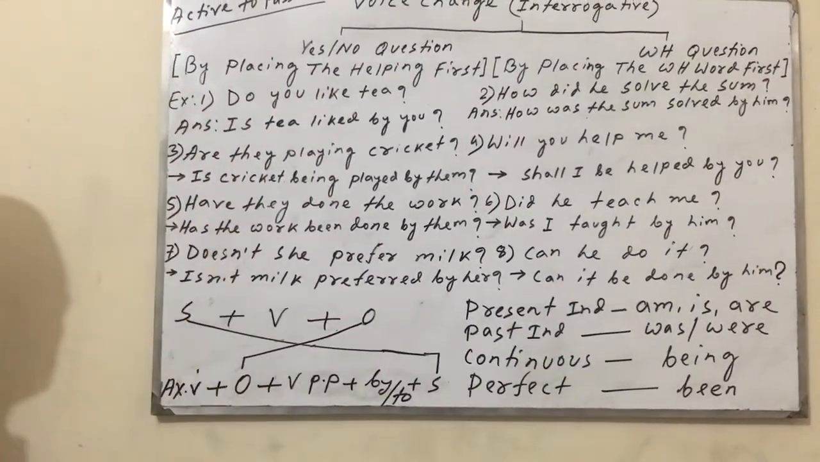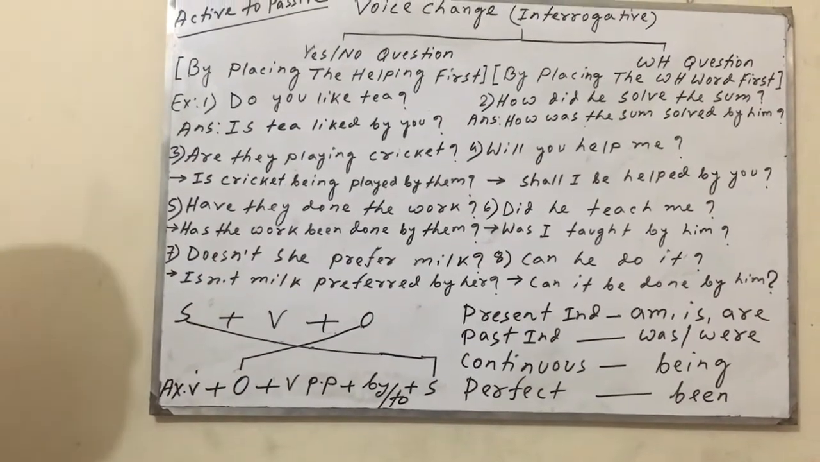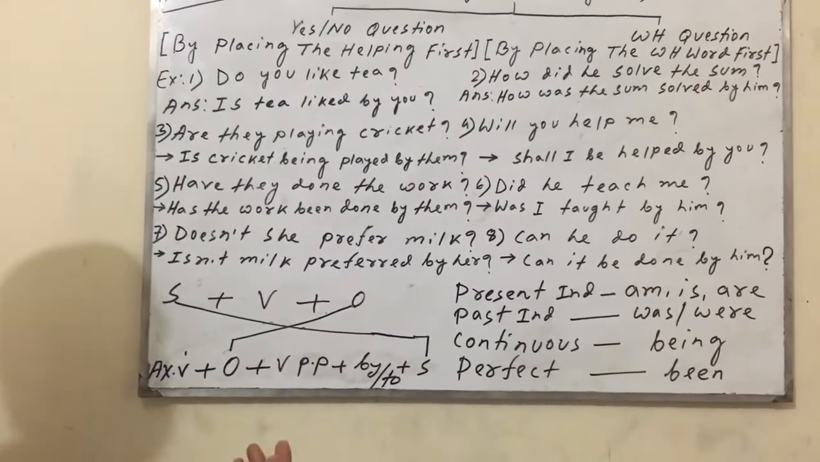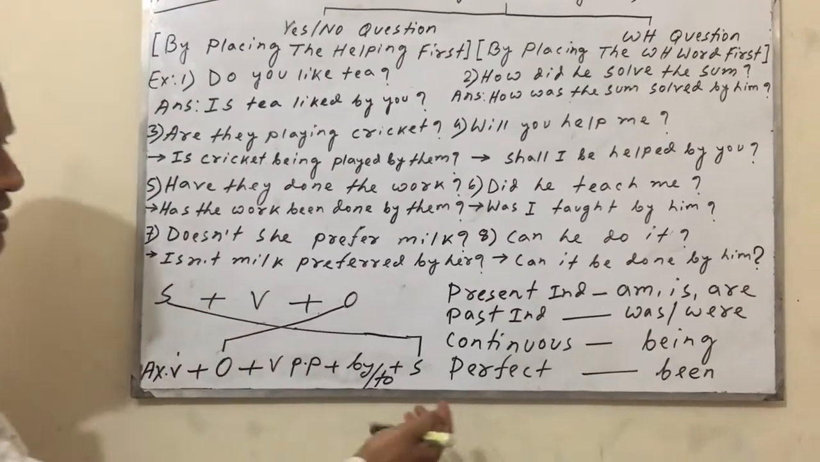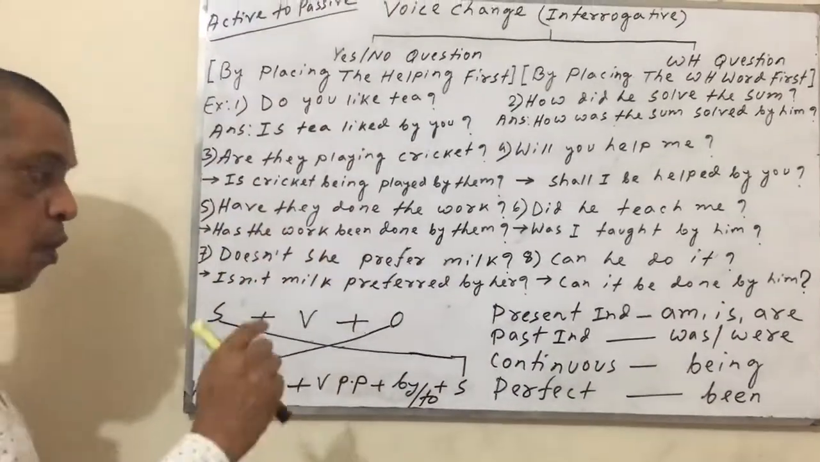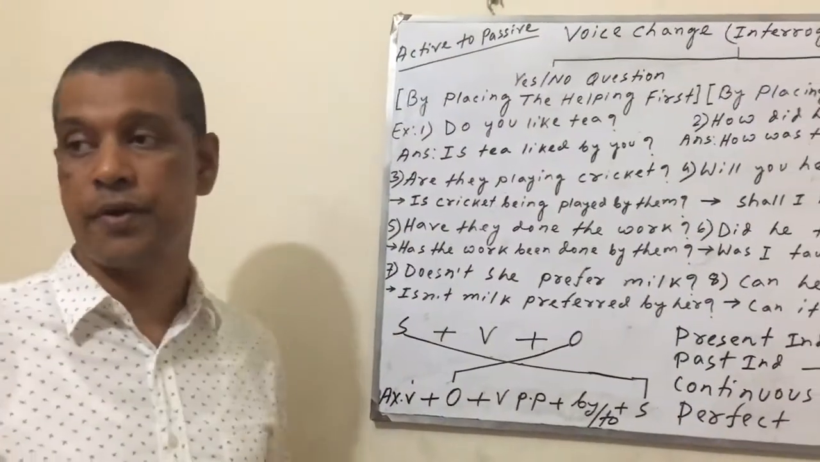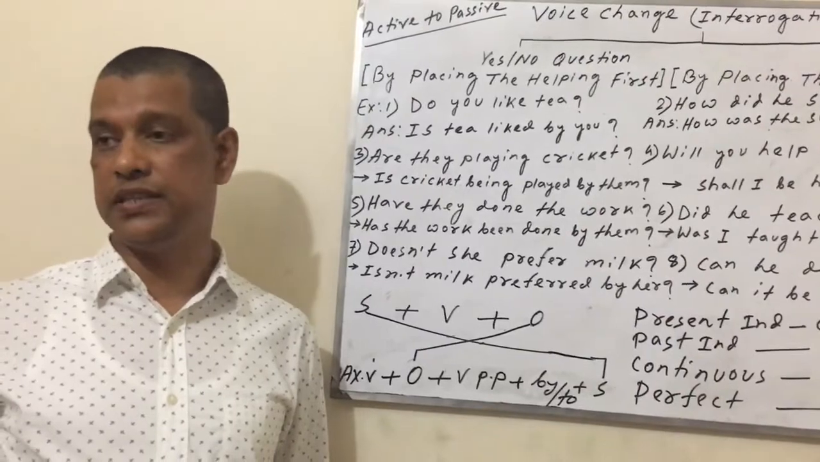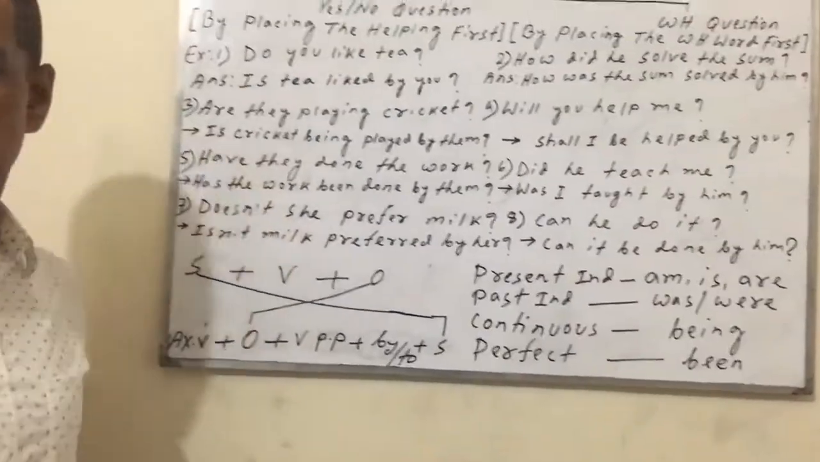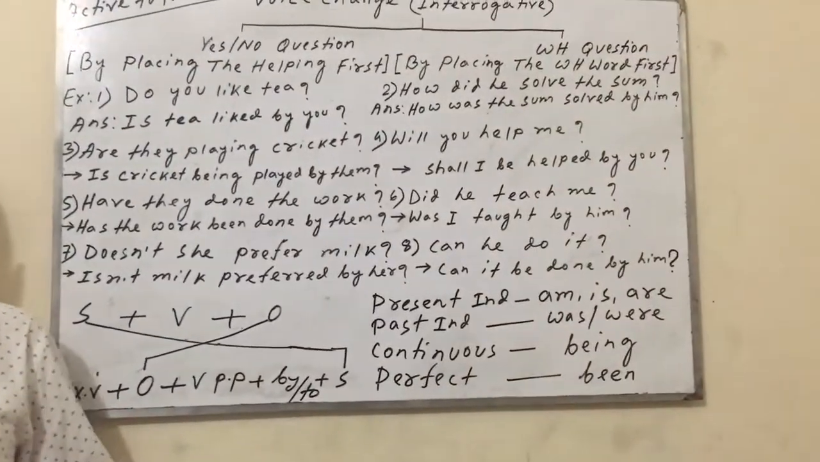Next question, question number 5, have you done the work? This is present perfect tense. As usual for present perfect tense, you have to use the auxiliary verb and extra you have to add been. Not only for present perfect tense, for all the perfect tenses, present perfect, past perfect or future perfect, you have to add been after the helping verb.